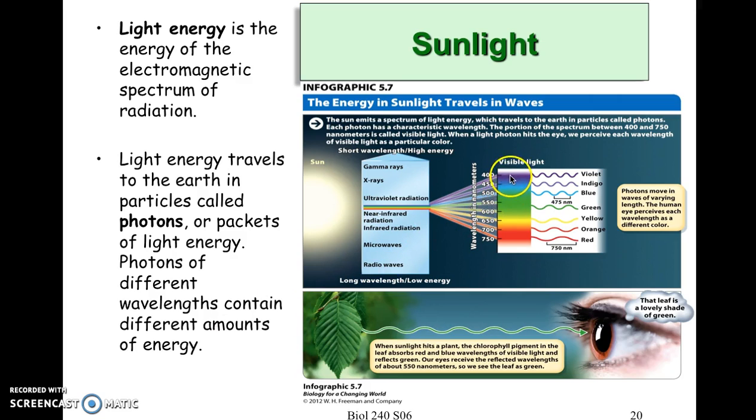And here we have a little diagram. You recognize this as the colors of the rainbow. Light coming from the sun contains a variety of different wavelengths. It's called white light, but it consists of different wavelengths, from the reds, which are longer wavelengths and contain a little bit less energy, through the yellows, greens, blues, and then into the violets, shorter wavelengths that have more energy.